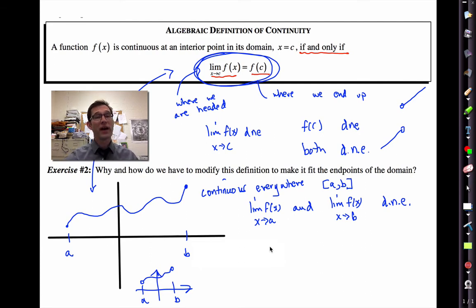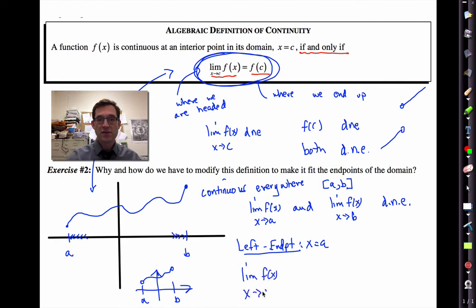So how do we modify it? Well, it's really cool, and it's very easy. We just make the limit that can exist equal to the function. So for the left endpoint, which we're going to call x equals a, we just insist that the limit of f of x as x goes to a from the right, because it's the only direction we can come in, must be f of a.